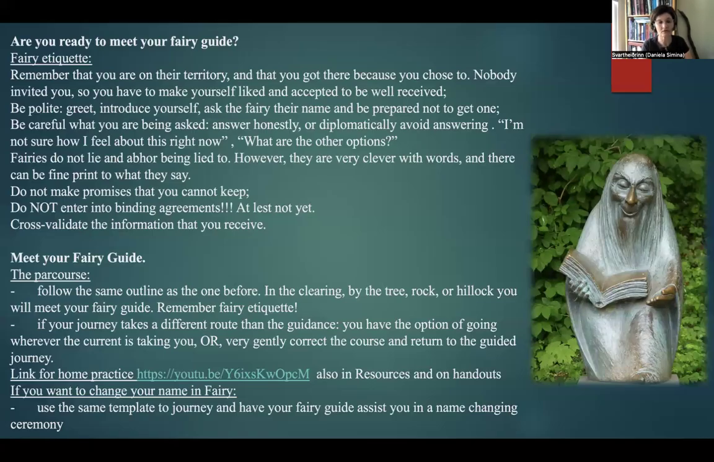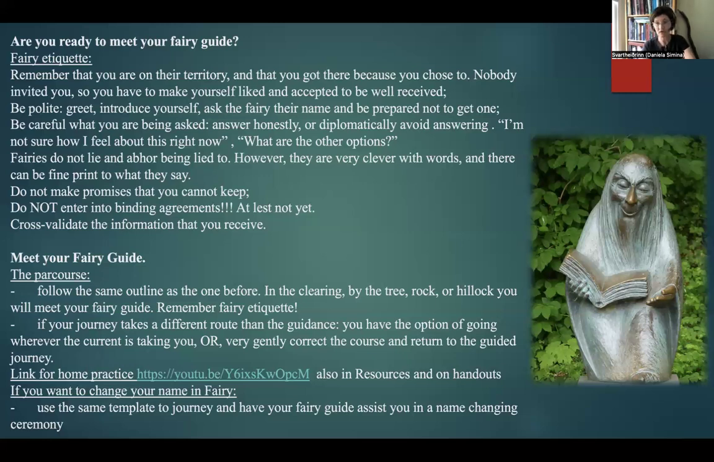And the way you do this, you just follow the same template, either the one that's in your home practice link, the one on YouTube, or go back to the meditation we just did. And when you go there and meet your fairy ally, just ask them, I have this new name. Would you officially rename me? I want to be known in fairy as such and such, or I agree to be known in fairy in this world to you and other fairy allies. I agree to be such and such.